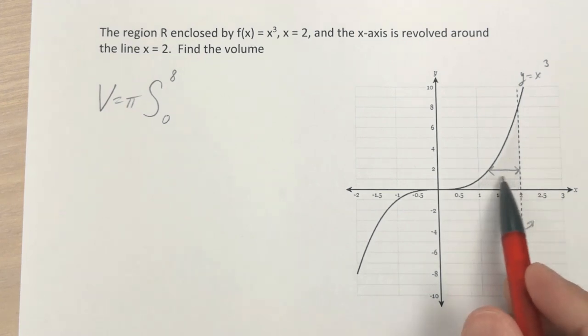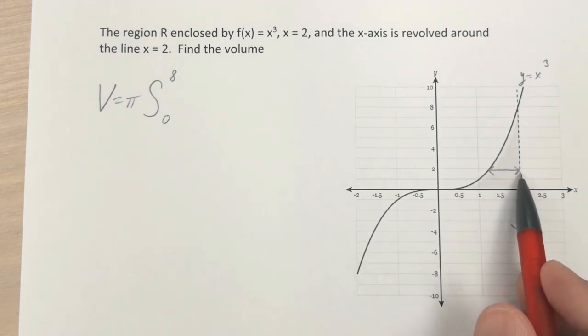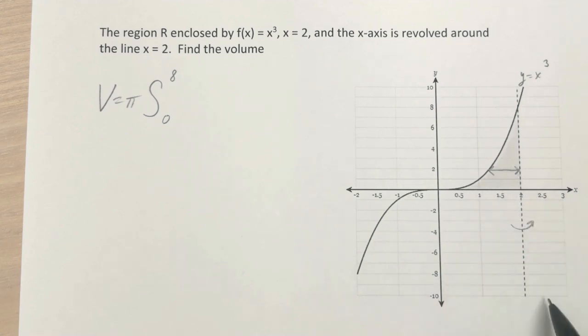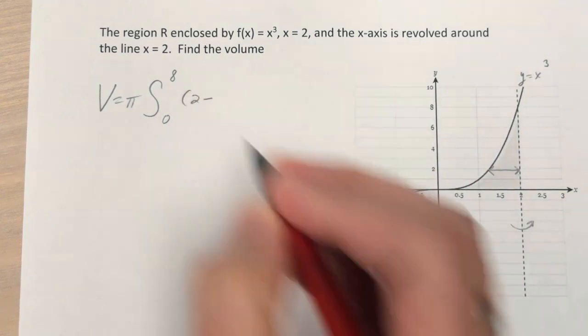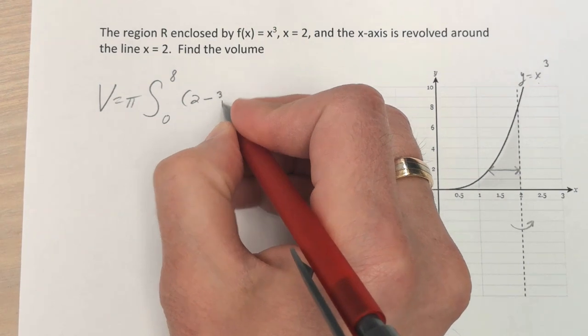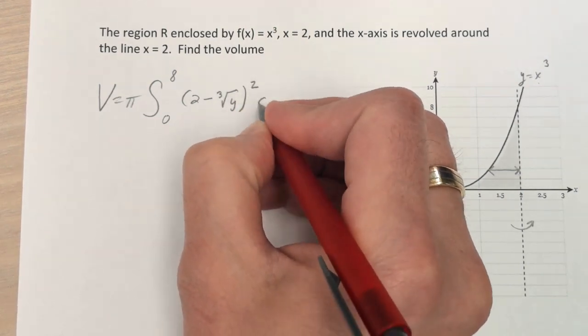And now what is the length of the double arrow? Remember, it's always the right function minus the left function. So the right function is going to be 2 minus, now the left function is x cubed, but it's got to be in terms of y, so it's going to be the cube root of y, and then don't forget you got to square it, and then it's dy.